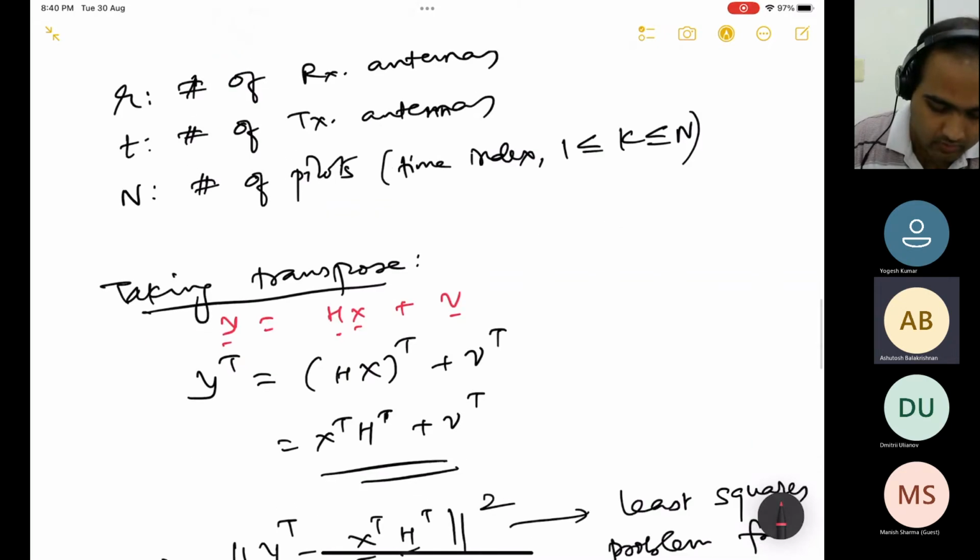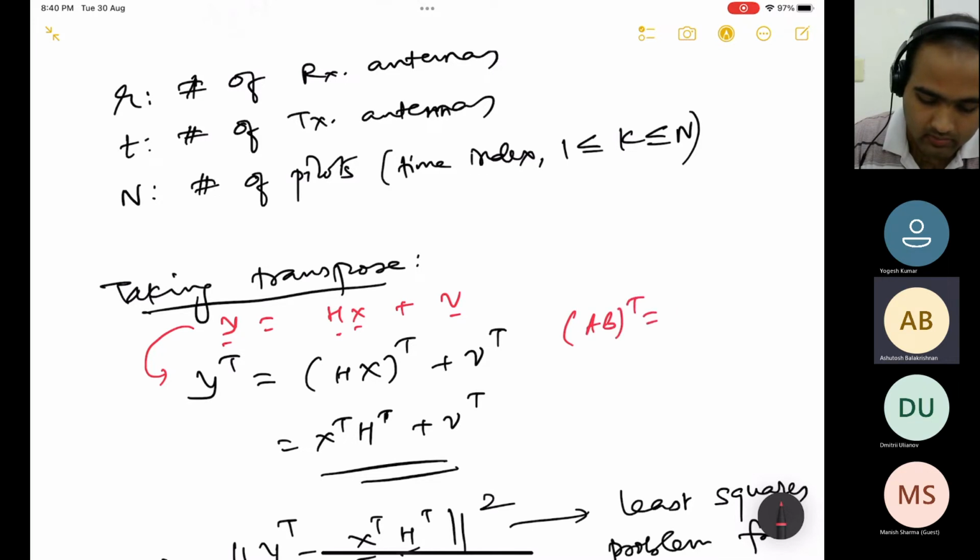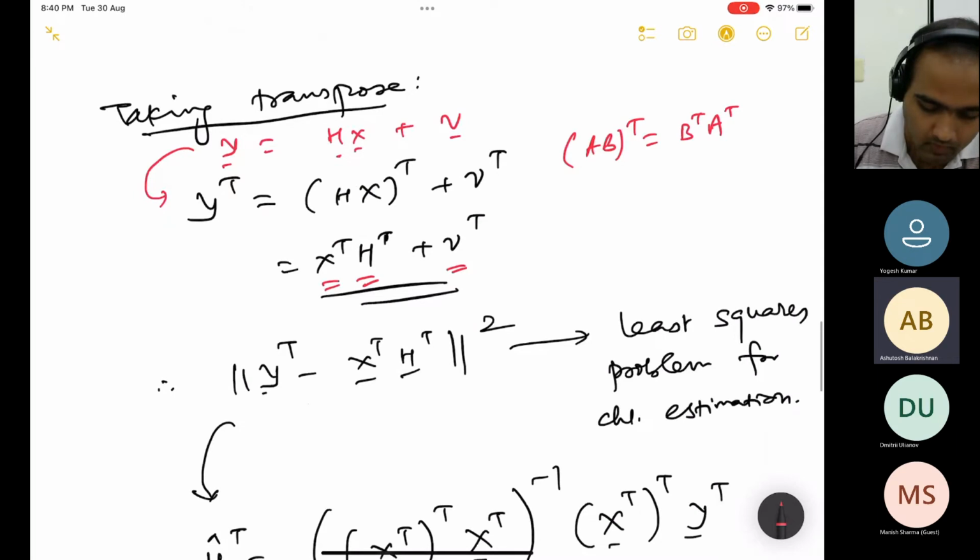And if we take the transpose of it, y transpose is now Hx transpose. Again, we use the property (AB) transpose is B transpose A transpose. So you have X transpose H transpose, and V transpose is as it is.